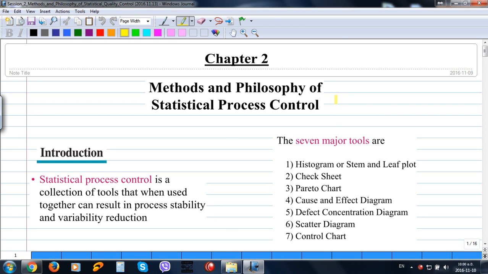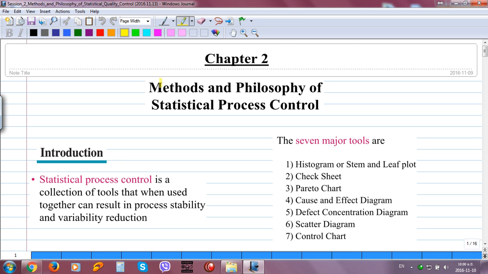STA 3532 Introduction to Statistical Quality Control, Chapter 2: Methods and Philosophy of Statistical Quality Control. This is also an introductory lesson, like Chapter 1. So we are moving step by step to lessons 3 and 4. Lessons 3 and 4 are the core of this course.